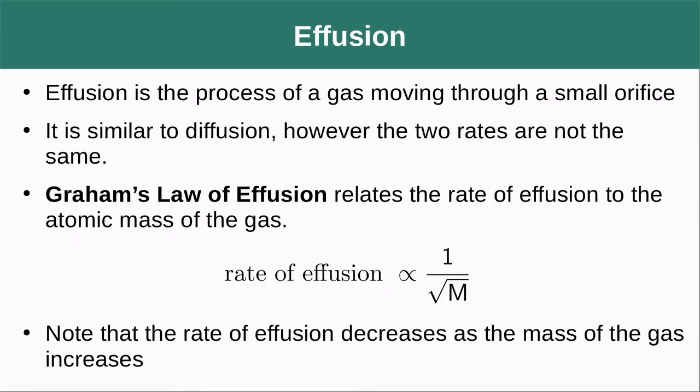Effusion is the process of a gas moving through a small orifice. It's similar to diffusion, however, the two rates are not the same. Graham's law of effusion relates the rate of effusion to the atomic mass of the gas. So we can see that here we have the rate of effusion, and this means that it's related to, and not necessarily exactly equal to, 1 over the square root of the atomic mass of the gas. We'll note that the rate of effusion decreases as the mass of the gas increases.